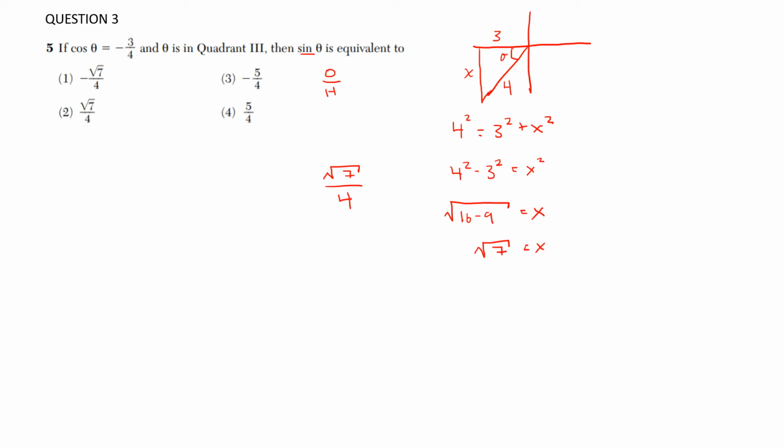But then again, we have that ASTC to look at. Remember to keep doing that. ASTC, All Students Take Calculus, as a mnemonic. We know that we're in quadrant 3, this quadrant again. So we know that sine is also negative. So there has to be a negative right in front, making our answer choice 1.